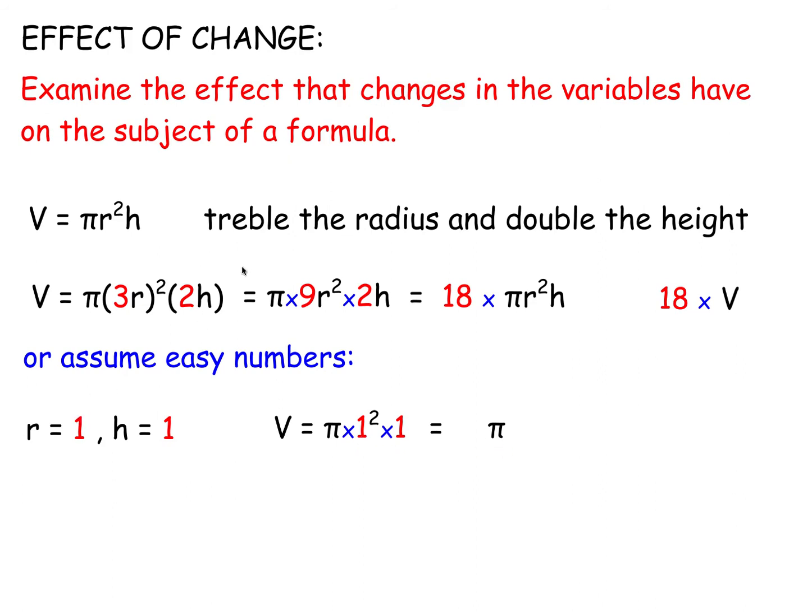Now, treble the radius and double the height. That is, make r to be 3 and h to be 2. Put that into the formula, and out comes 18 pi, so it's 18 times bigger. So if you can assume easy values, you can actually get the change a lot easier with this second method. I'm going to show you both in some examples.